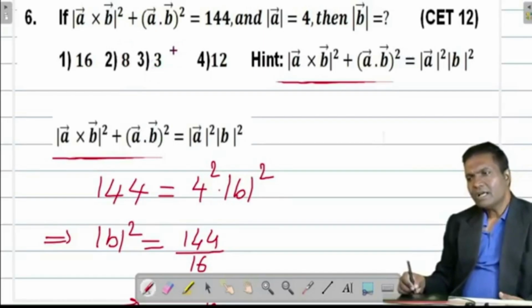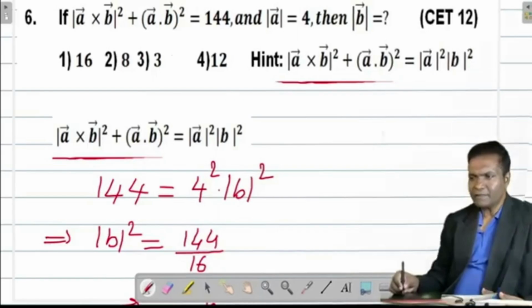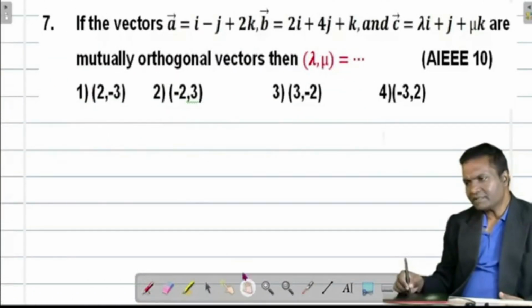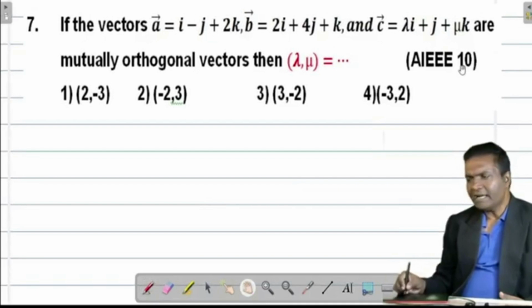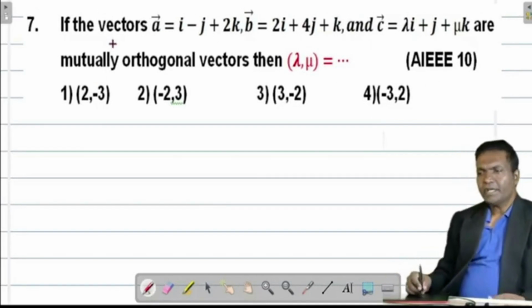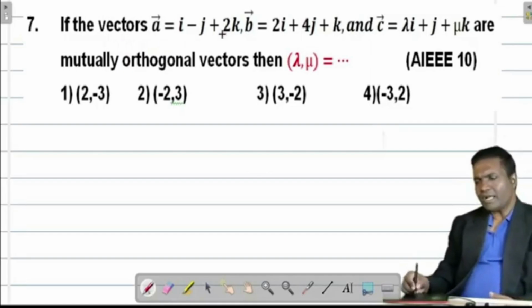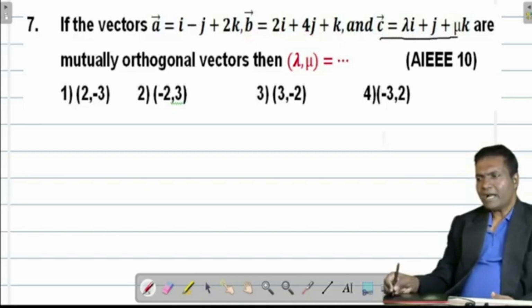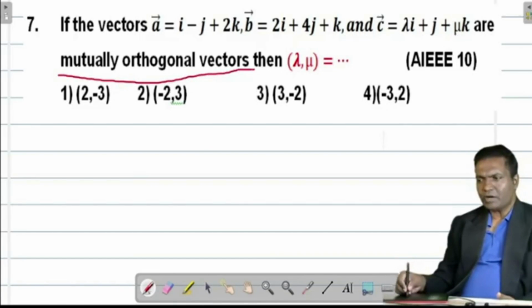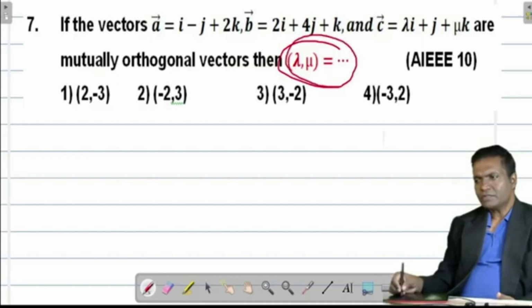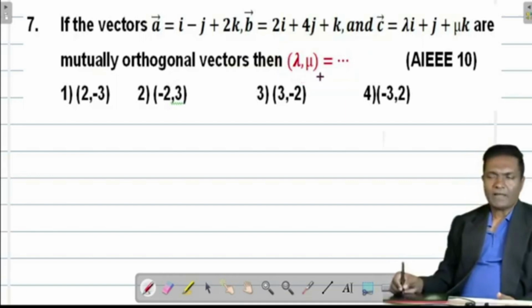Okay, so let's move on to the next example. Here it was asked in the year 2010 AIEEE: if the vectors A equals i minus j plus 2k, vector B is equal to 2i plus j plus k, and vector C is equal to lambda i plus j plus mu k are mutually orthogonal. Mutually orthogonal means mutually perpendicular vectors. Then you have to find the value of lambda and mu.